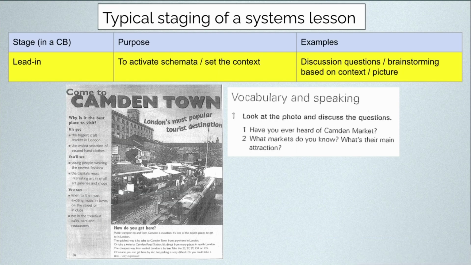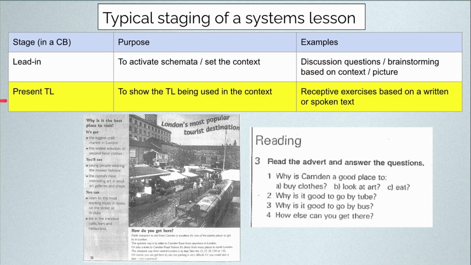But before we do that, let's briefly run through the stages that you are likely to see in a systems lesson. Starting with the lead-in to activate schemata or set the context. This is often discussion questions based on a picture or some kind of context. And then the target language is presented in some way. That's usually in a written text, because in the written text you can see the written form, so it's easier to analyze. The advantage of it being a spoken text is that you can hear the pronunciation features. Either way, this shows the target language being used in context, and there are often some receptive exercises based on that.